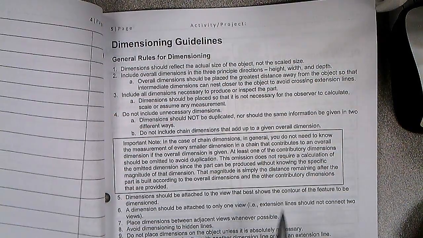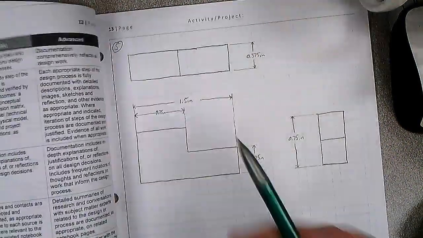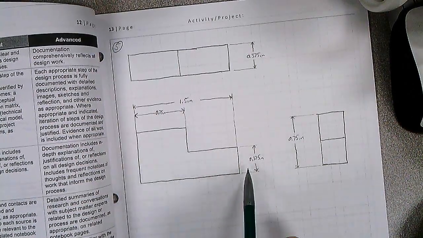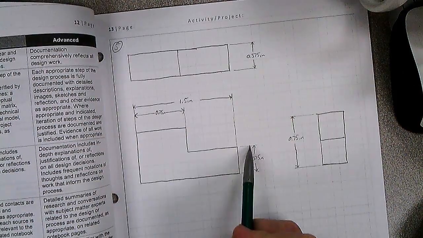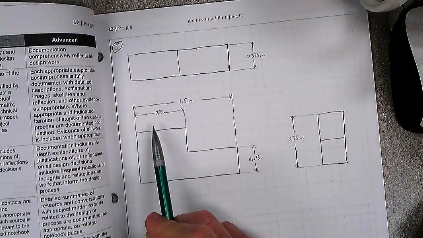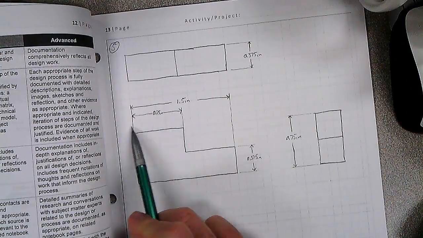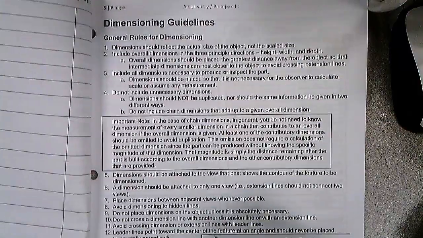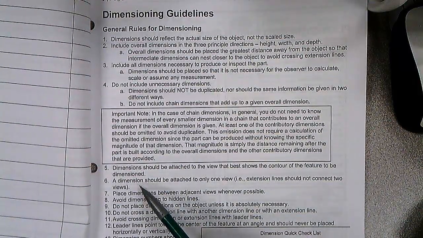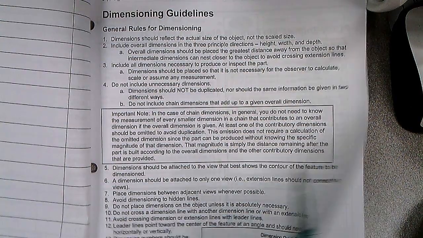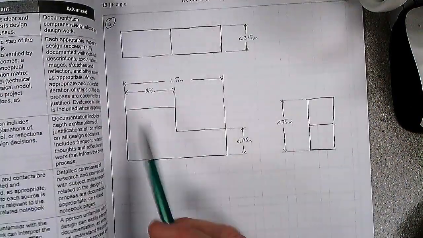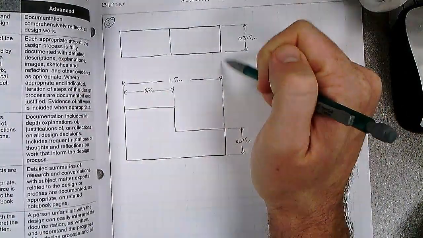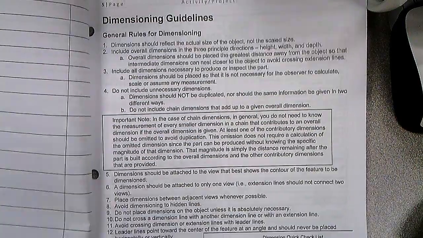Dimensions should be attached to the view that best shows the contour of the feature to be dimensioned. That's why I chose the front view here, because I thought the front view showed the L the best, and so it was the best view to show the height of the bottom and the width of this piece right here. All dimensions should be attached to only one view. So all my dimensions are attached to only one view. If I had drawn extension lines up here, that would have made this wrong, but I didn't break that rule.